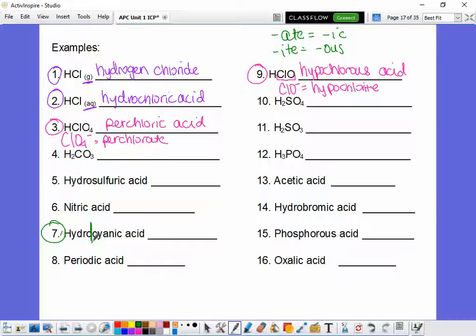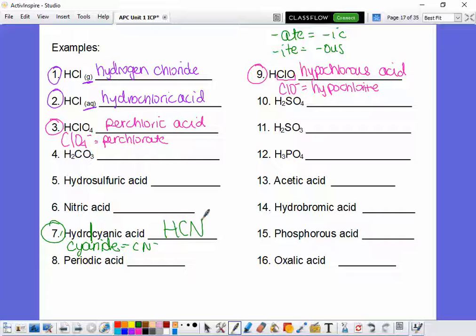So after the hydro, we have cyanic. So this was really cyanide, which is what formula? CN minus 1. Put that with hydrogen. What do you get as the formula? HCN.